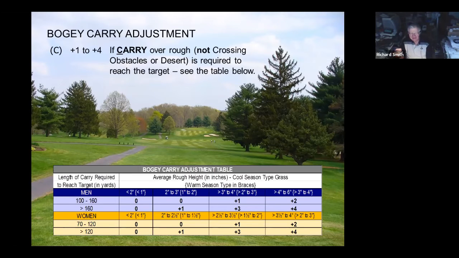And if from the tee, when you're first looking at the hole, you can see that the fairway starts some distance away, make sure you stop and measure back with your GPS shot measuring function or whatever to see if this qualifies for the bogey carry adjustment.